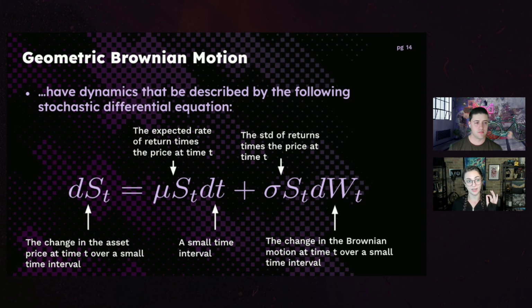And we're basically saying that a tiny change in the stock price over a small time interval is equal to the expected rate of return times the price at time t, multiplied by that small time interval, this tiny little wiggle basically, plus the standard deviation of returns times the price at time t, and then times this change in Brownian motion over a small time interval as well. There's a ton of quant finance textbooks that describe where this equation comes from, why it's formulated specifically in this way. We're mostly going to talk about the applications and the implications of this formula.